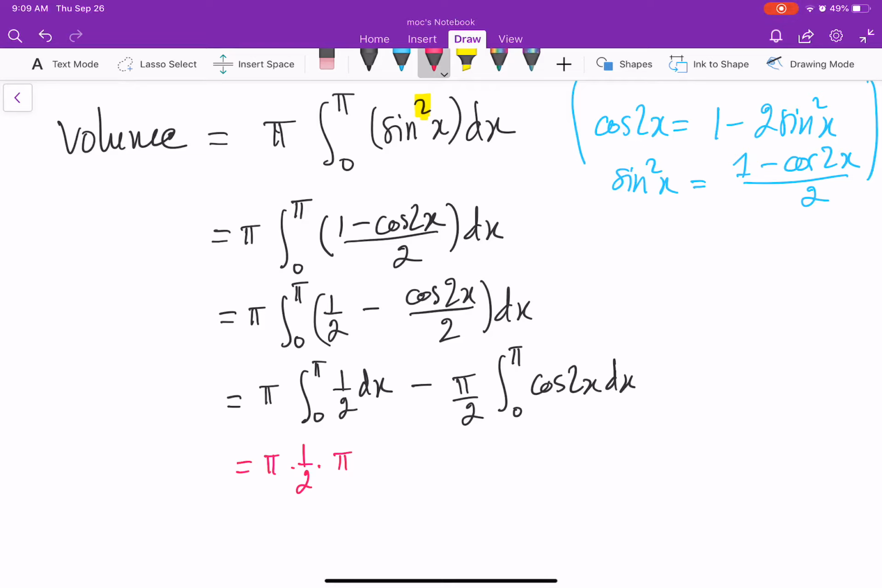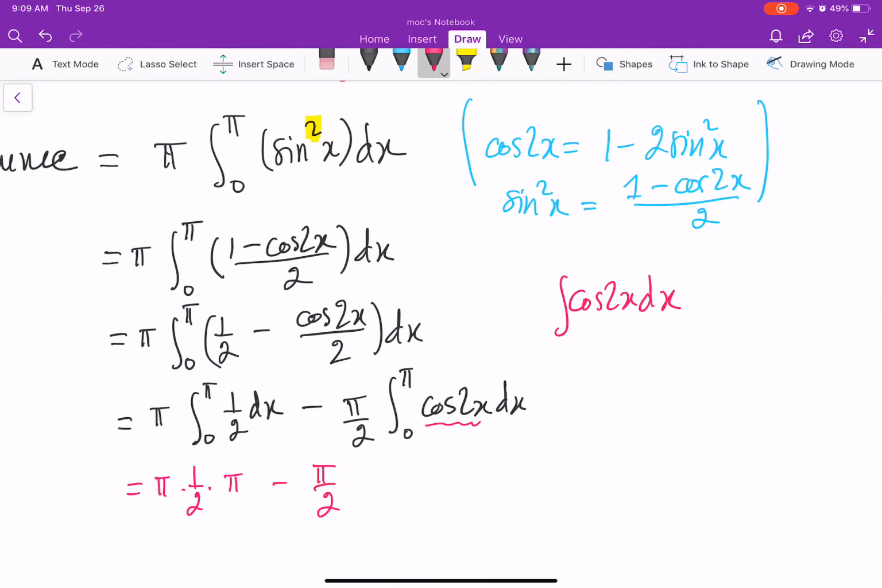The second one, pi over 2. And then what is the antiderivative of cosine 2x? Antiderivative of cosine of 2x. If you don't remember the formula, you can do substitution, right? But basically, you have a formula sheet with you. That is just 1/2 sine of 2x plus c, right? Plus c.